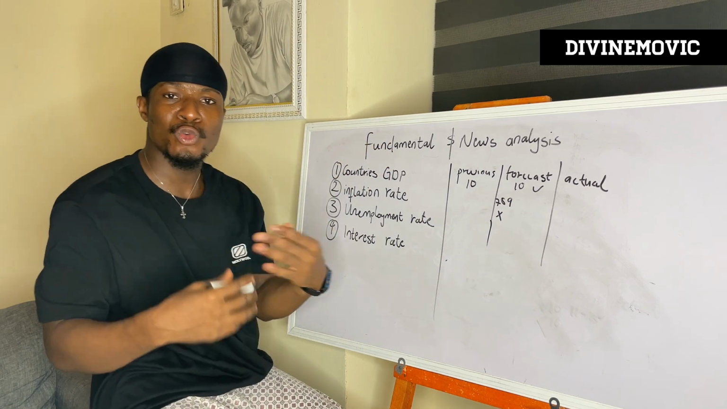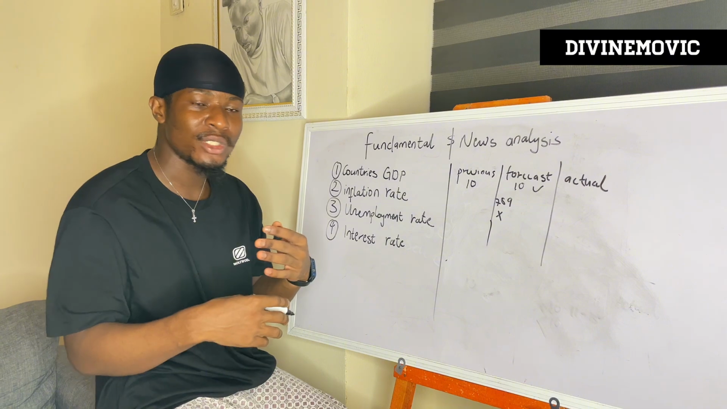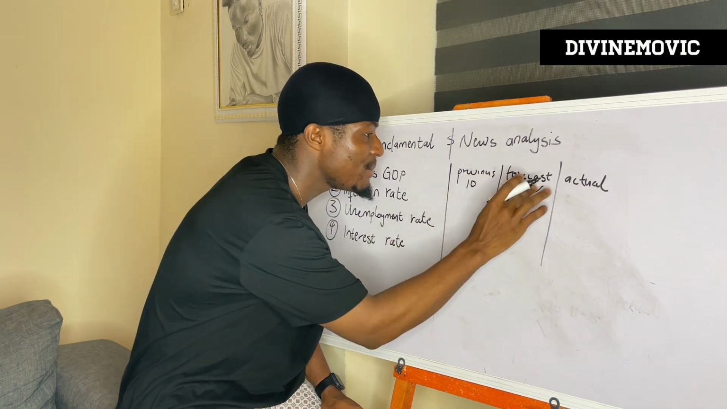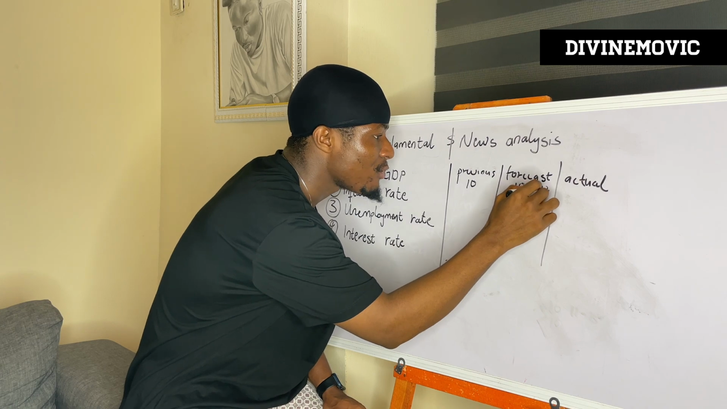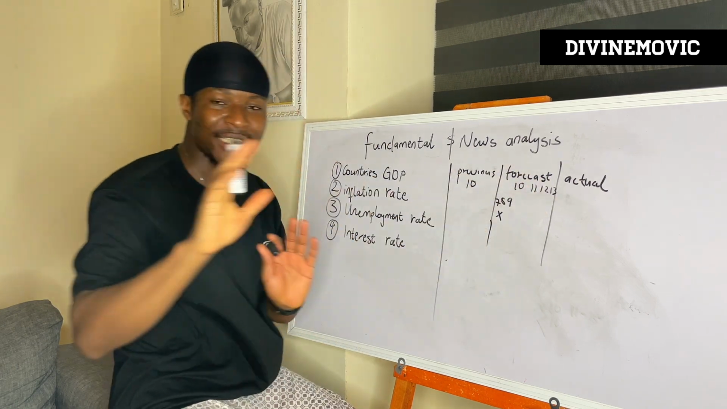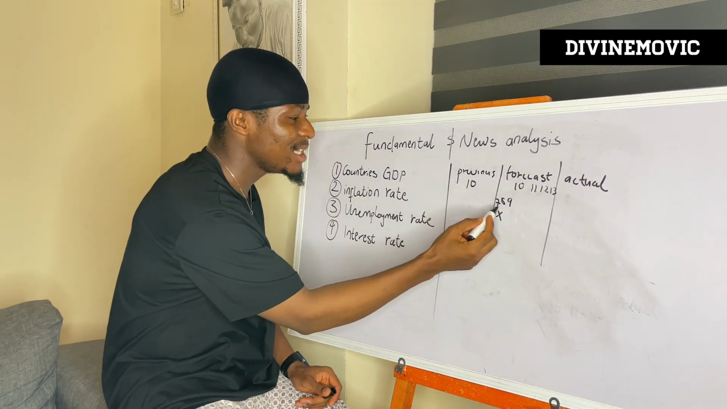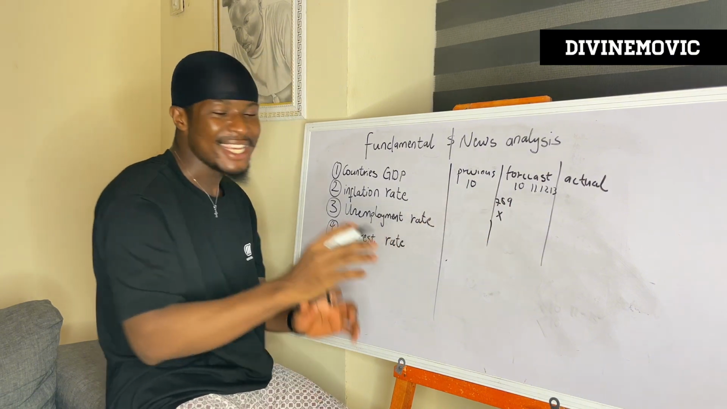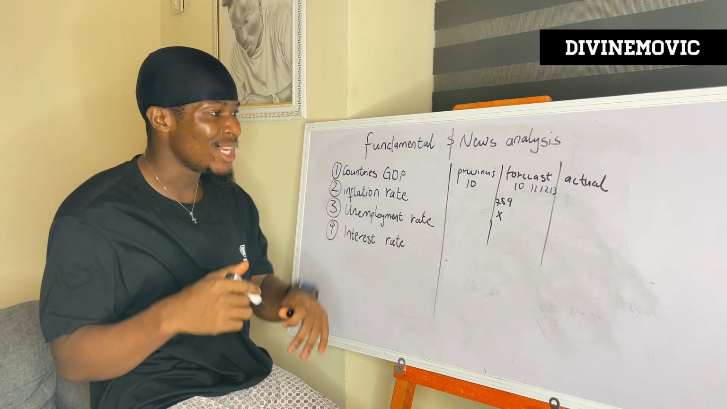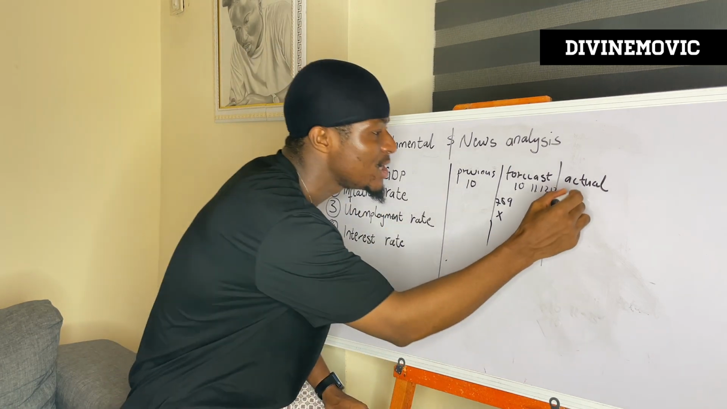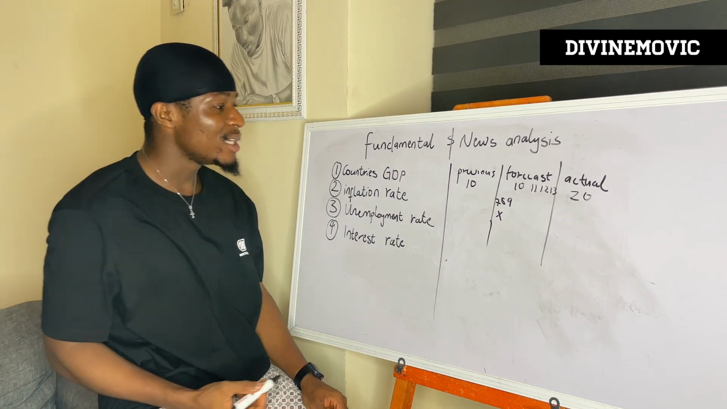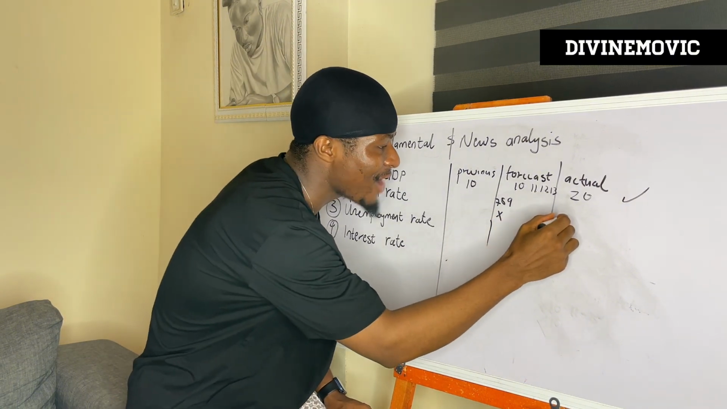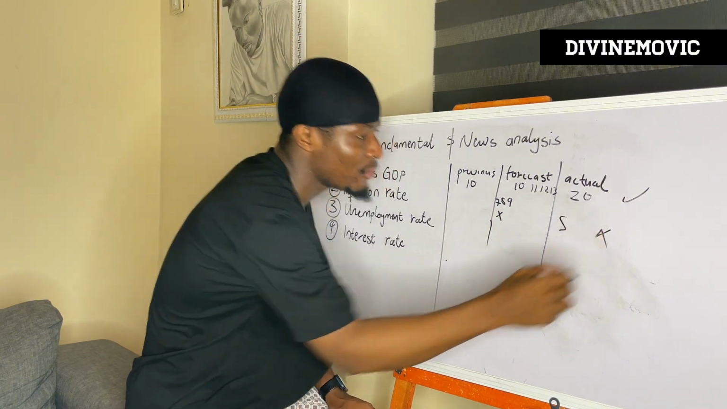Now they're giving you a hint of what is going to happen in the market: if the price is above 10, maybe 11, 12, 13, it's going to be good for the economy. But if it's below 10, maybe 9, 8, 7, it's going to be bad for the economy. Now if the news comes out and the news is 20, it simply means that it's going to be very good for the economy. If it's maybe 5, it simply means that it's going to be bad for the economy.